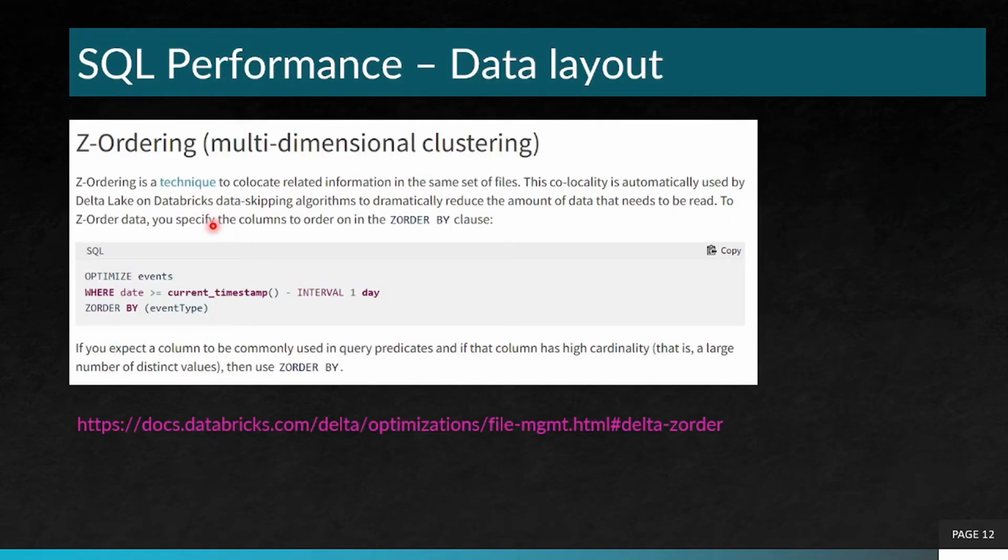Now, SQL performance is also improved in Delta Lake by using Z-ordering, which is a technique to co-locate related information in the same set of files, and it dramatically reduces the amount of data to be read. This is the reference of the Databricks hyperlink, which you can see. Usually you would do a Z-order on a column which is high cardinality, that is, a large number of distinct values.